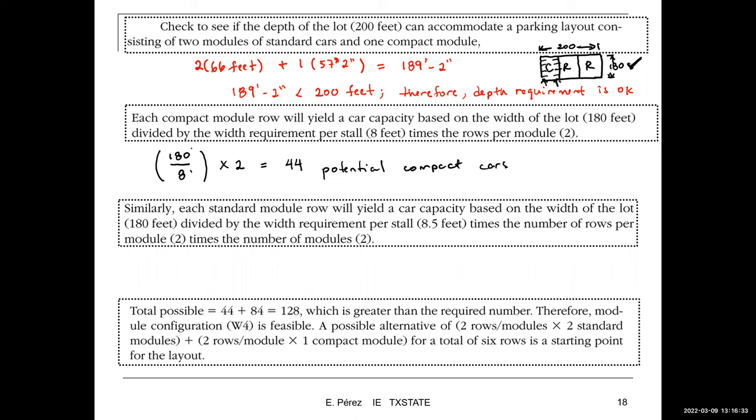We'll get to that. Similarly, the standard module row will yield a car capacity based on the width of the lot: 180 divided by the width requirement per stall for the standard cars, 8.5, times the number of rows per module, which is 2, times the number of modules, which is 2 as well. So we are multiplying times 4. So we have 180 divided by 8.5, which is the width of standard cars, multiplied by two lanes, multiplied by two modules. And this is equal to 84 potential standard cars.